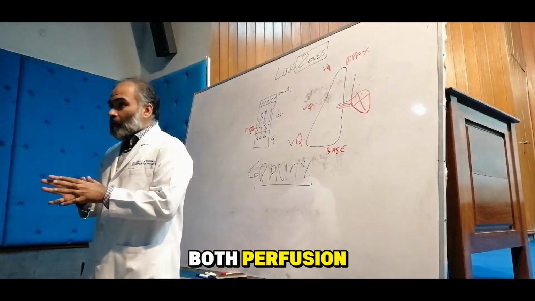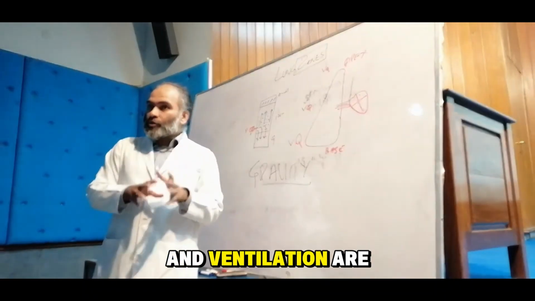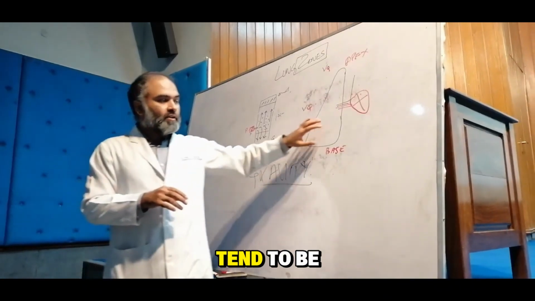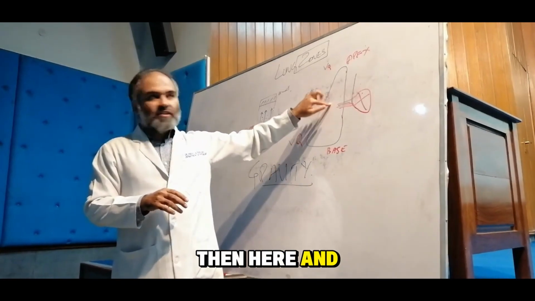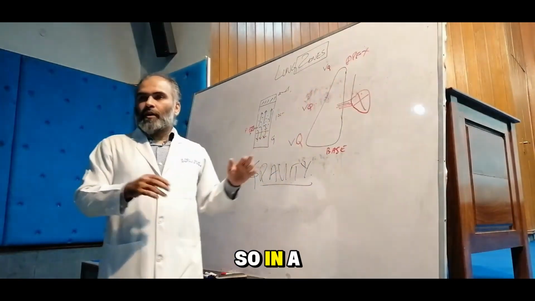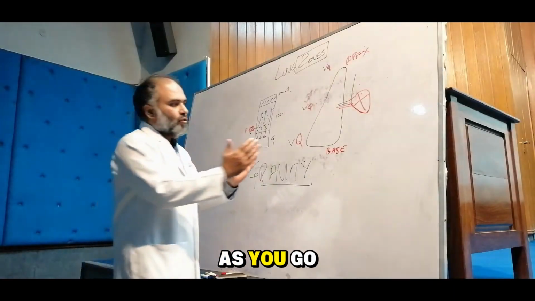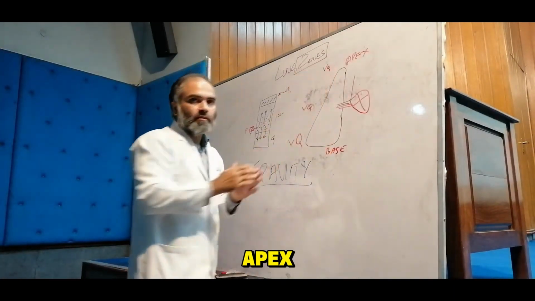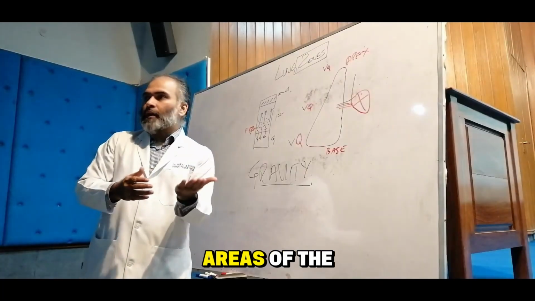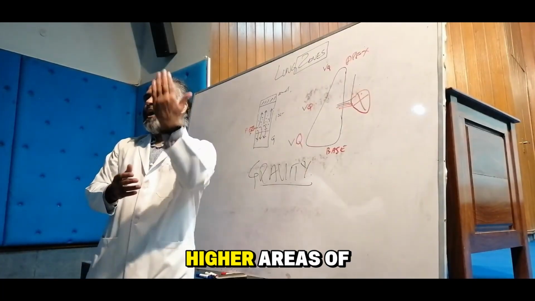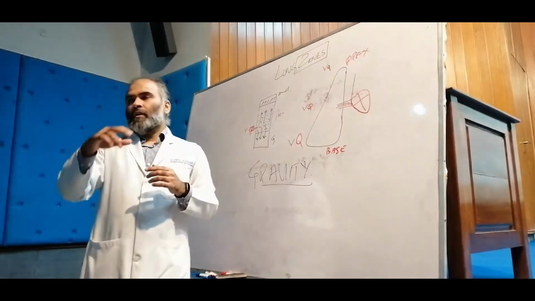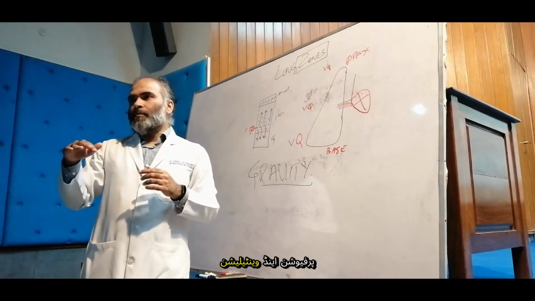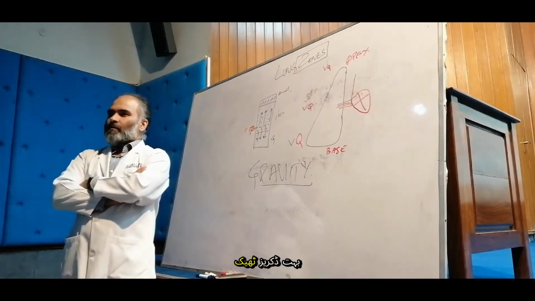Both perfusion and ventilation tend to be more here than here, and certainly than here. Said another way, as you go from base to apex, from the lower areas of the lung towards the higher areas of the lung, say you're trekking up, perfusion and ventilation both decrease. Okay?